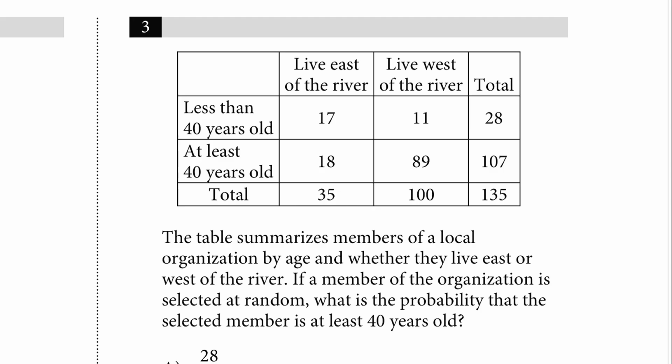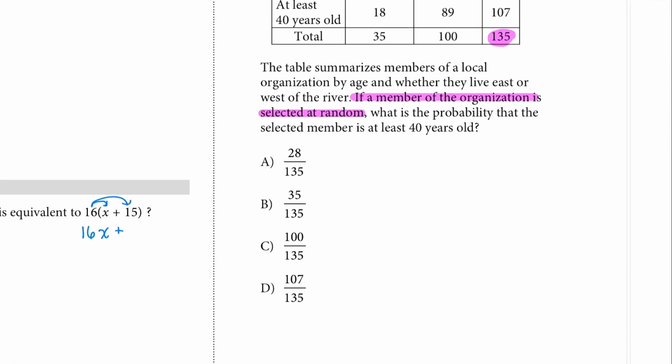So in this case, we have the total amount of people. If a member of the organization is selected at random, that's going to be out of the 135. What is the probability that the selected member is at least 40 years old? We're going to be looking at only this column here, and we're going to have 107 over 135. So the answer is D.